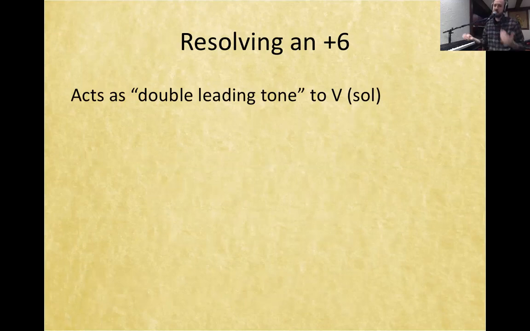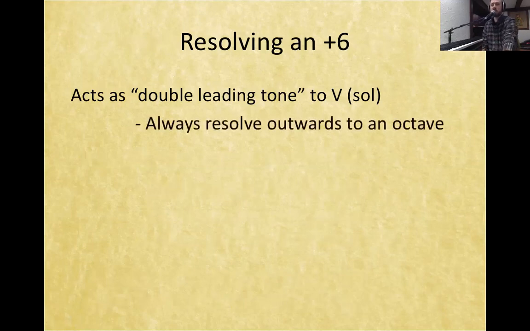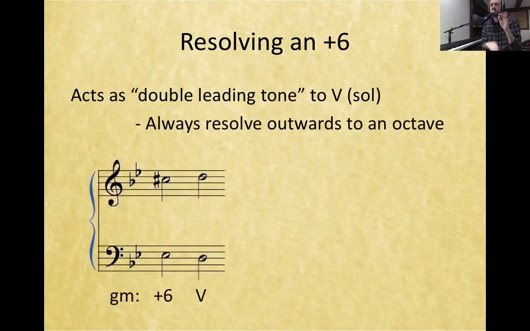Double leading tone is a little bit funky, but what this means is that in any key, if we can keep 5, if we can keep sol in mind, we can build the augmented sixth. So let's look at this, and we're going to say it's going to resolve outwards to an octave. Let's give ourselves a key. Here we are in the wonderful key of G minor.